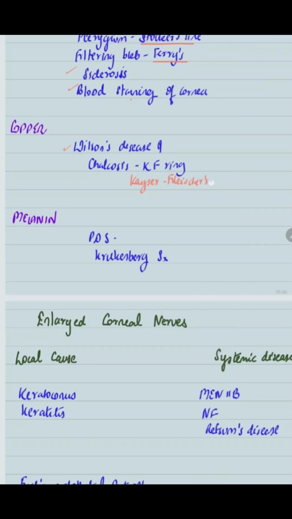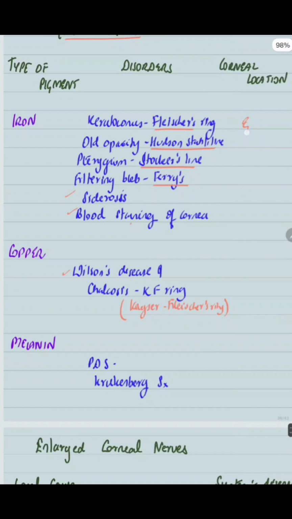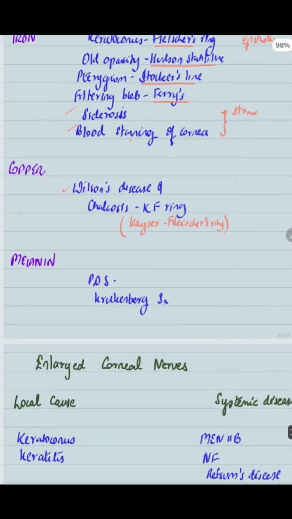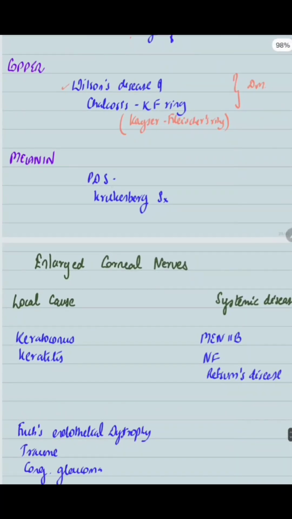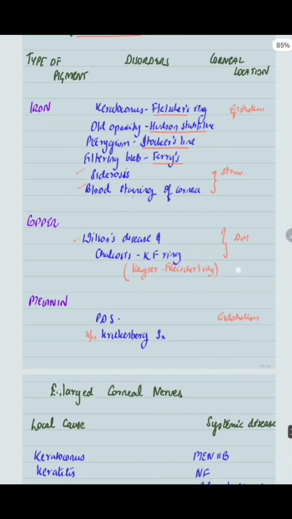So Fleischer's ring is seen. Here the location is epithelium. In siderosis, it is mainly stroma, and blood staining also it is mainly stroma. Then in copper, it is Descemet's membrane. Now melanin deposition is seen in pigment dispersion syndrome, that is known as Krukenberg spindle. It is seen in endothelium. These few things you should remember, that is pigment deposition.